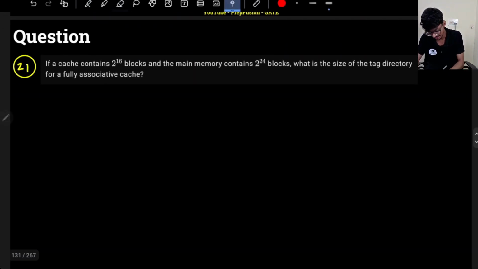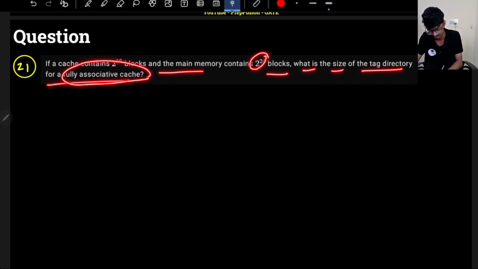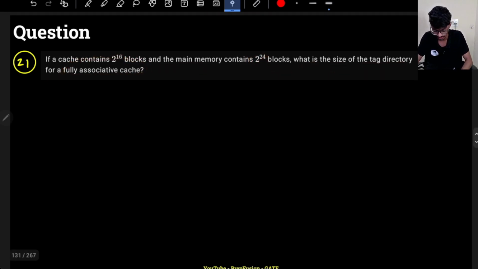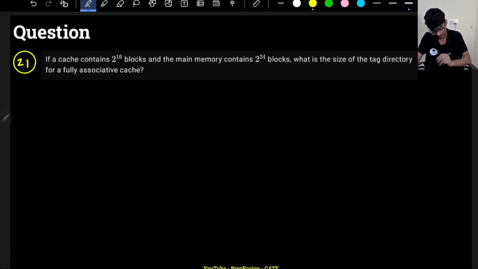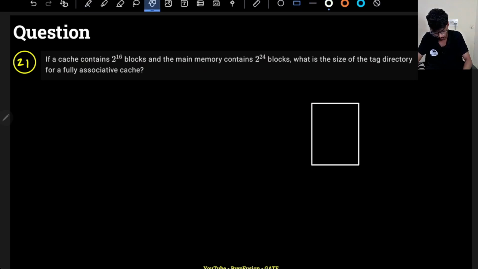If the cache contains 2 raised to power 16 blocks and the main memory contains 2 raised to power 24 blocks, what is the size of the tag directory for a fully associative cache? So what I have to understand, let's take a few very small examples. Let's assume that my main memory has 4 blocks.